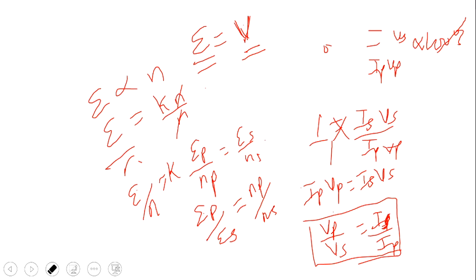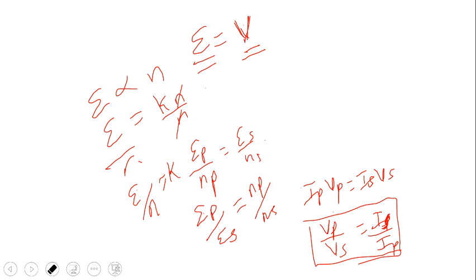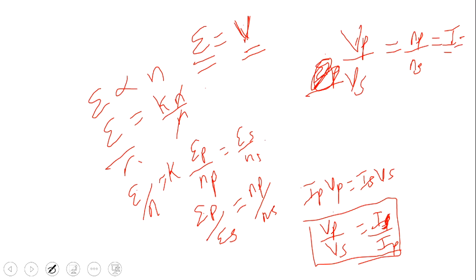I can still rewrite this equation as you are going to see now. So what I will be having is simply VP over VS equals NP over NS, and that is equivalent to IS over IP. If you notice this now, V and N share the same pattern, P is following P. It's only the current part that is having S.